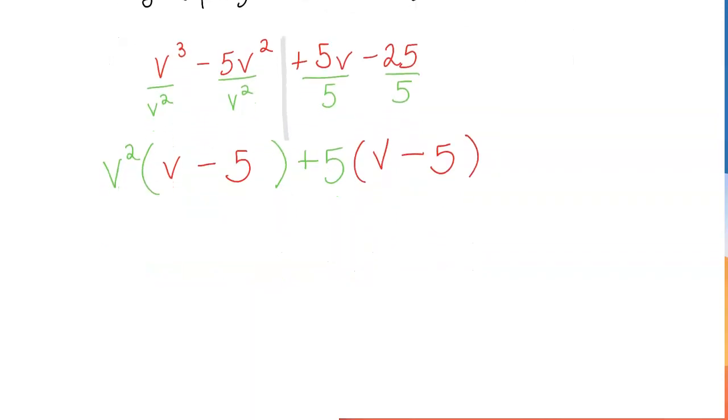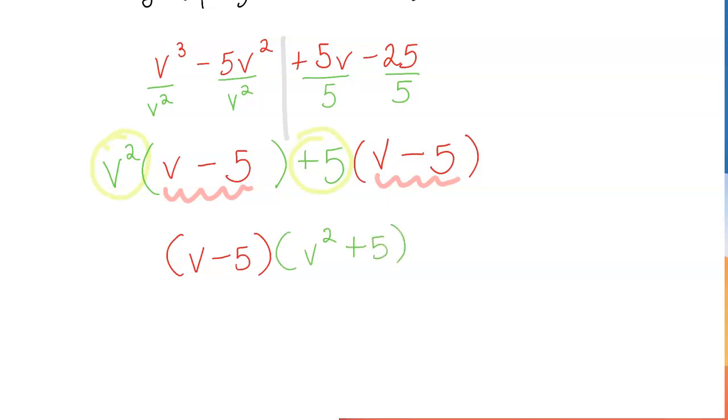Now look at this. Do you notice that we have a common factor of v minus 5? So you write that down once, v minus 5. And now the other factor is going to come from the outside, v squared plus 5. So you write that as your second factor, v squared plus 5, and that is where you stop. Okay, that is how you factor by grouping.